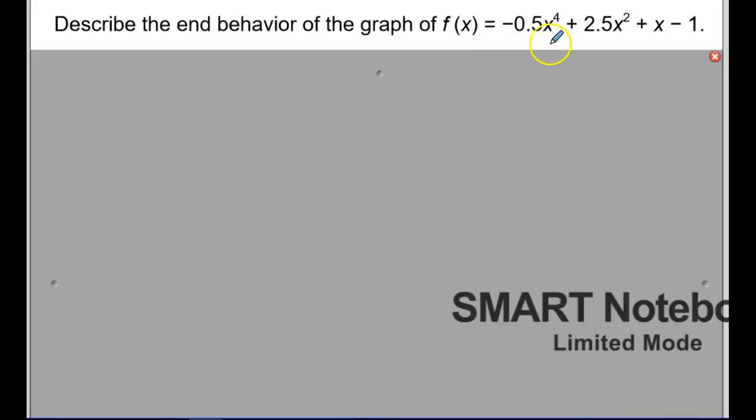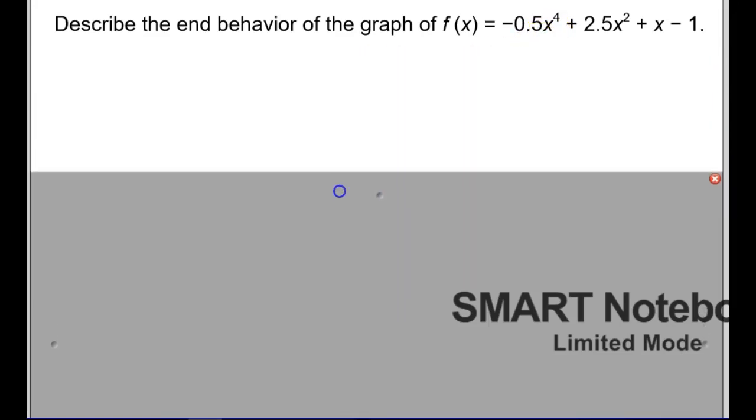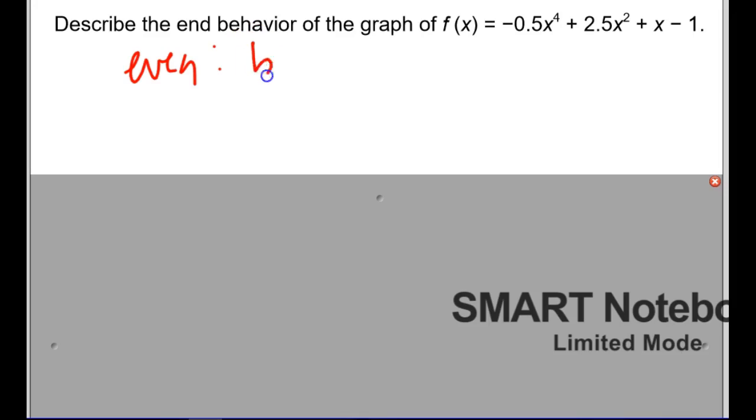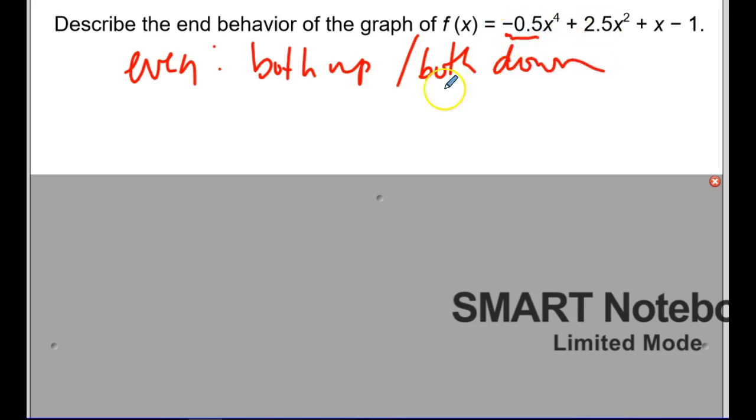Okay. So here I want to describe the end behavior of this graph. So the first thing I see is it's already written in standard form, so I don't need to do that, because that's always the first thing you're going to want to do. So I see first that my degree is even. So I know that it's going to go either both up or both down. And so then I have to look at this leading coefficient, and since it's negative, I know that both are going to go down. So it'll look something like this.